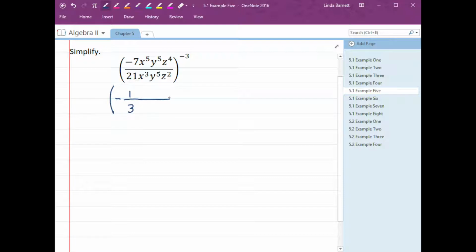There's going to be other stuff that I'm going to deal with. So then I'm going to keep making this longer, and all of it's still going to be raised to the negative third power. First, I'm going to deal with my x's, and they're dividing. My power rule says if I have an a to the power of n divided by a to the power of m, that's going to be equal to a to the power of n minus m.